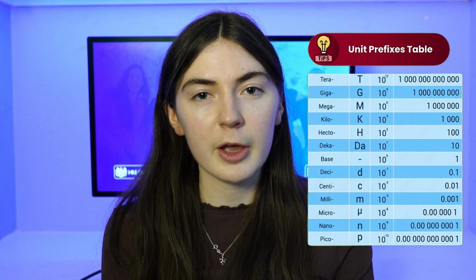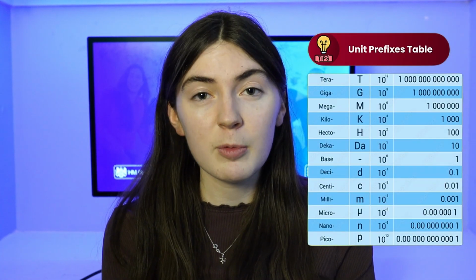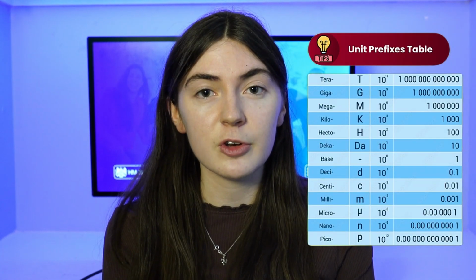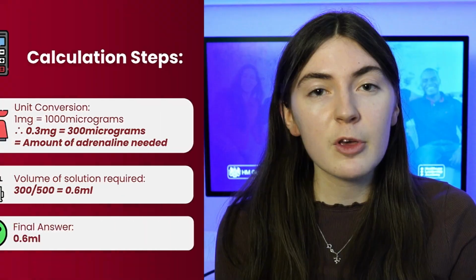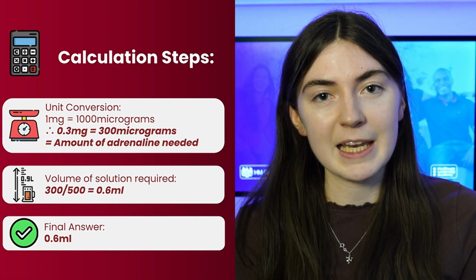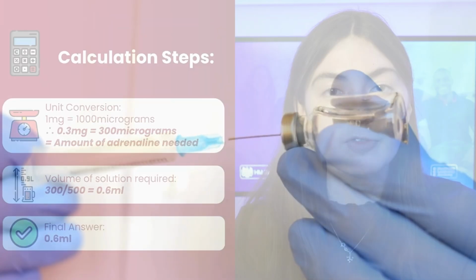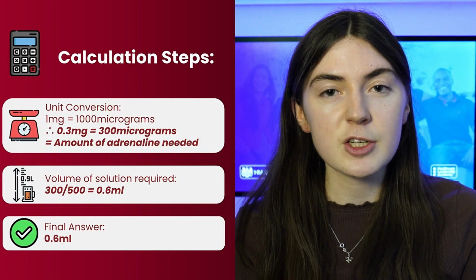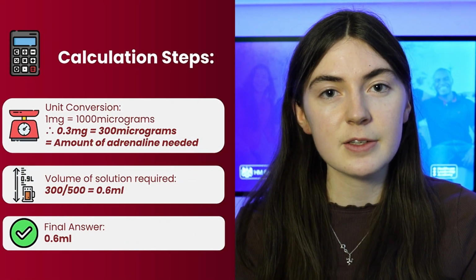So first we want to convert 0.3 milligrams to micrograms. So to do that we'll times by 1,000 to get 300 micrograms. Then, because we're looking at a rate of 500 micrograms per milliliter, we're then going to do 300 divided by 500 to get a fraction of 0.6 milliliters.